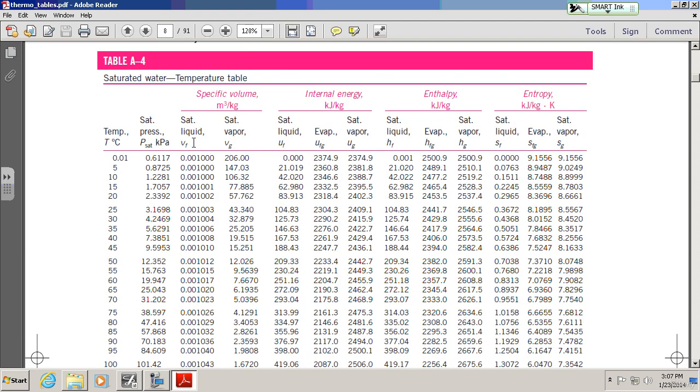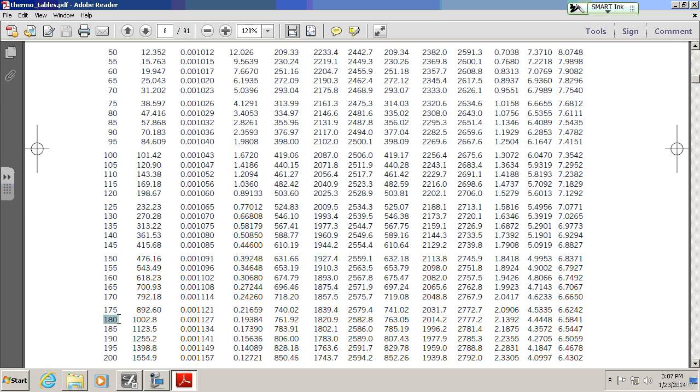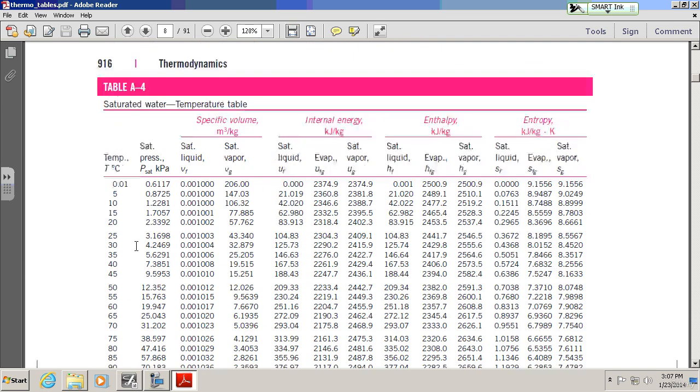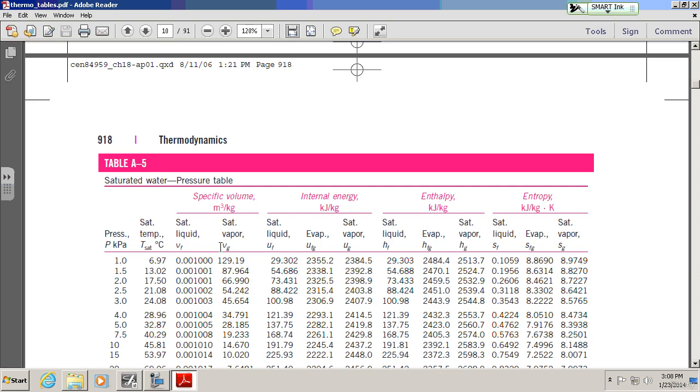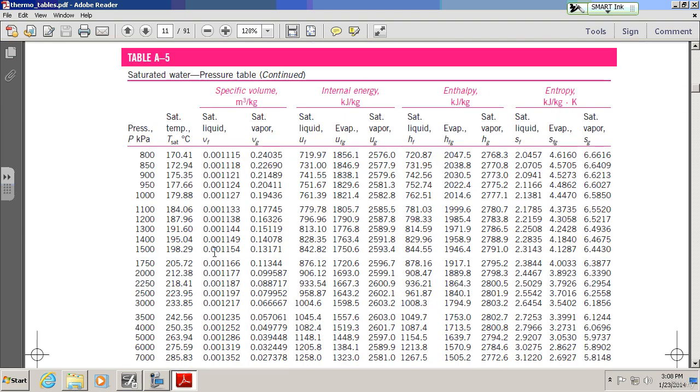For example, take a look at the temperature of, let's go here to 180 degrees Celsius. If you look up on table A4, saturated water temperature table for 180 degrees Celsius, you get a pressure of 1,002.8 kilopascals. Basically, it's 1,000 kilopascals, okay? Remember, atmospheric pressure is about 100 kilopascals. Yeah, 10 atmospheres, 10 times atmospheric pressure. So remember, 180 degrees Celsius corresponds to about 1,000 kilopascals. Now, go to the pressure table. Go to the next page, pressure table, and I want you to find 1,000 kilopascals on the pressure table. 1,000 kilopascals on the pressure table corresponds to a saturation temperature of 180 degrees, 179.88.